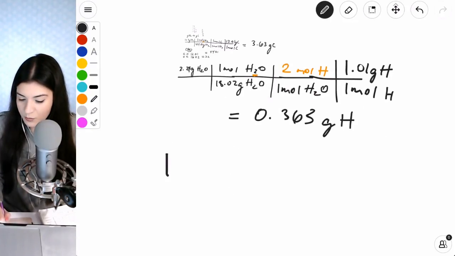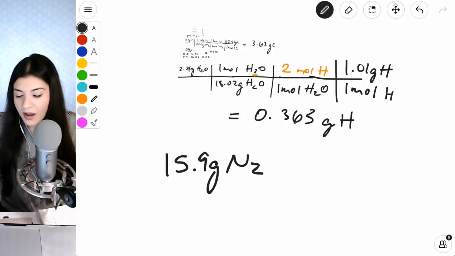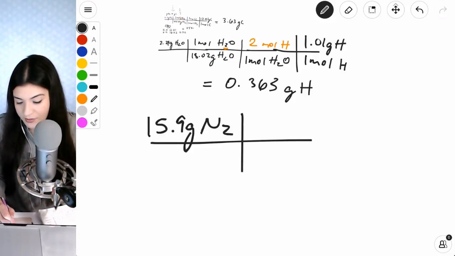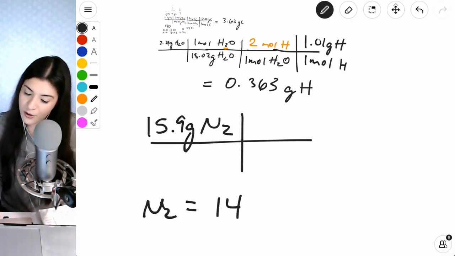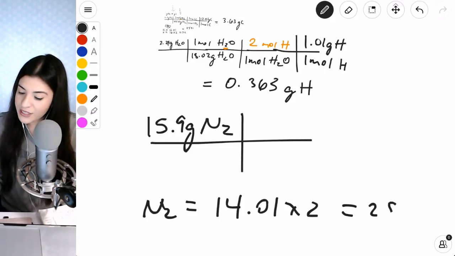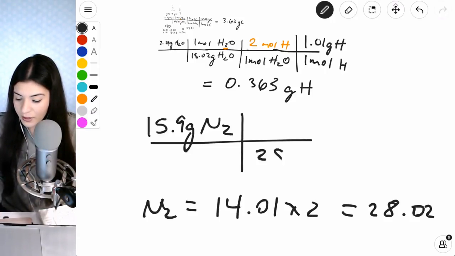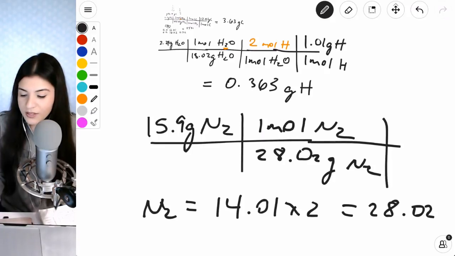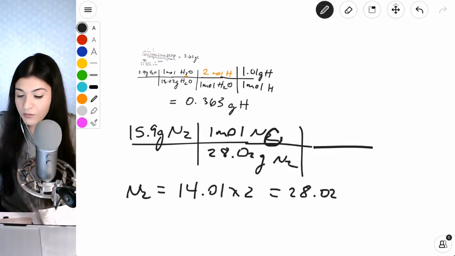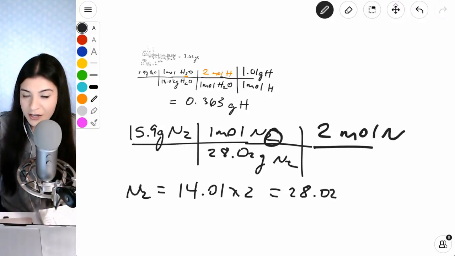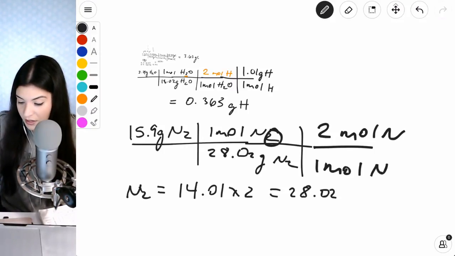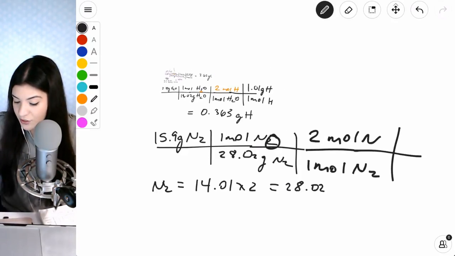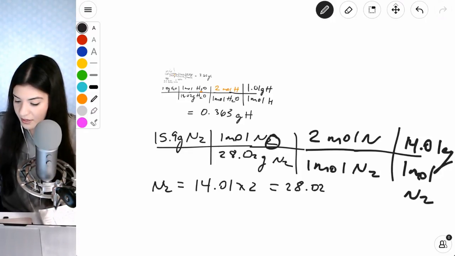Okay, so for nitrogen, we're given 15.9 grams of N2, but I just want 1 single nitrogen, so I will divide by the molar mass of N2. Nitrogen's molar mass is 14.01. Multiply that by 2, and we get 28.02. I'll put that on the bottom. That will cancel out the grams of N2, 1 mole on top. And how many moles of N do we have? Well, there's 2 of them, so 2 moles of nitrogen per 1 mole of N2. And lastly, we'll put our grams of N, which was 14.01 grams, and 1 mole on the bottom.